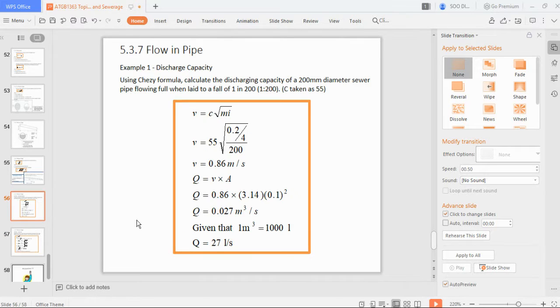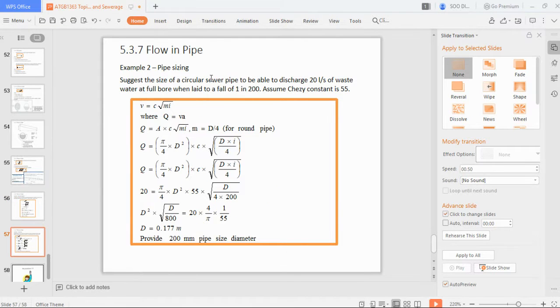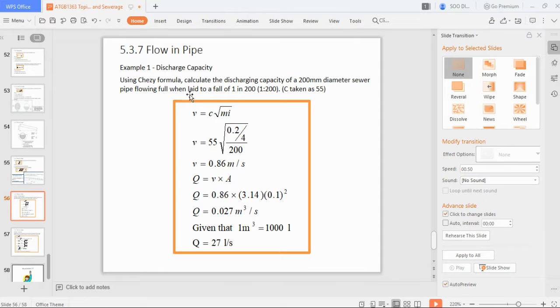Okay, so into the examples. Your first example is to find the discharge capacity. Using the Chezy formula, you have to find Q of a 200 mm diameter sewer pipe. You're given I equal to 1:200, and you're given C as a constant of 55.